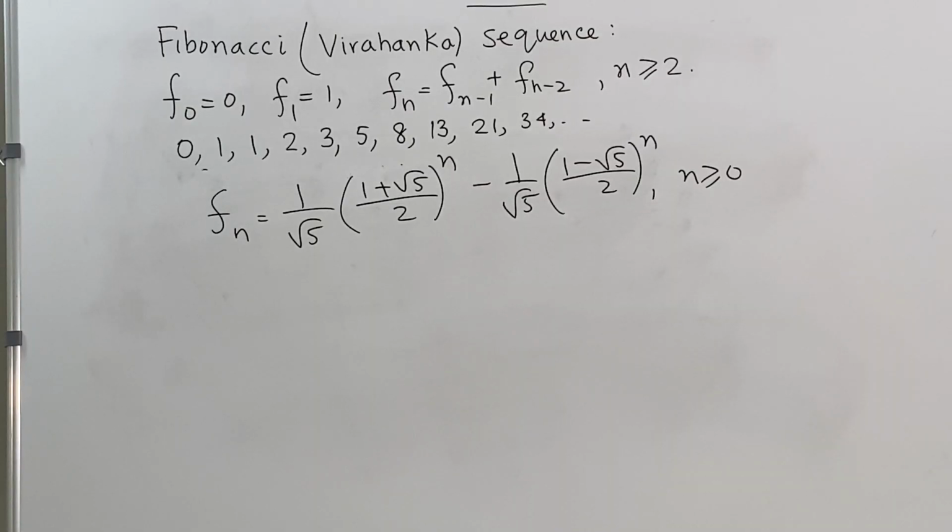So while we know that the Fibonacci sequence is an integer sequence, we see the closed form representation of the Fibonacci numbers involves the irrational number root 5.